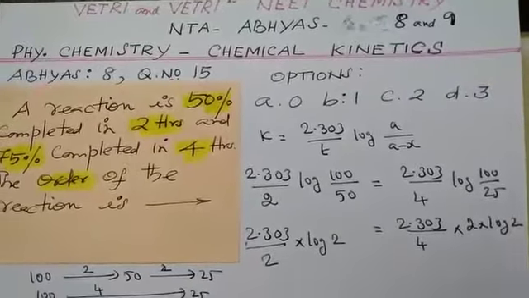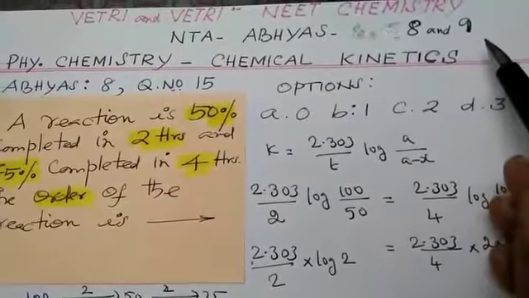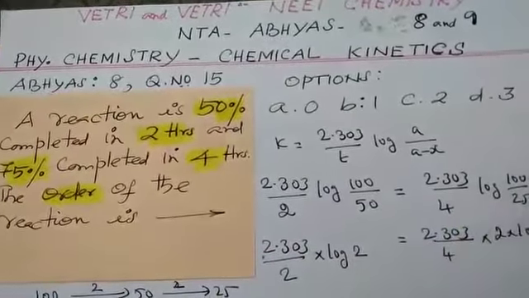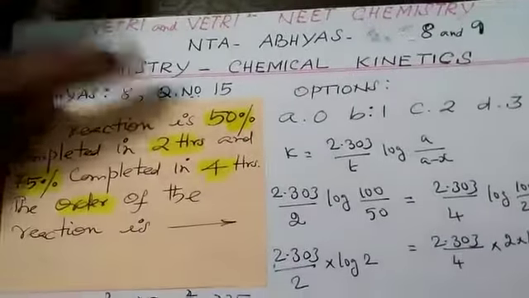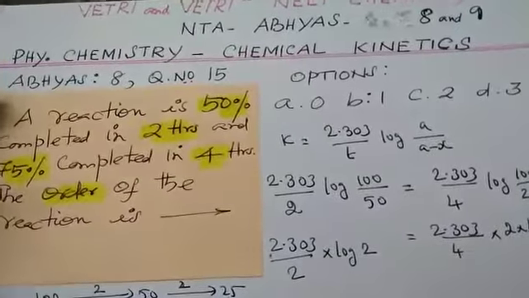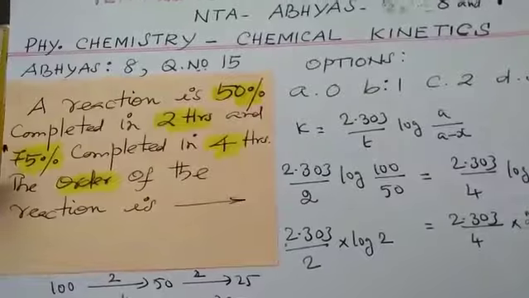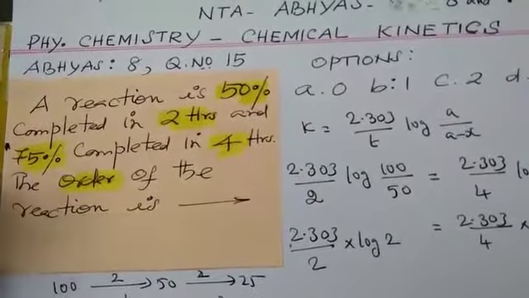Today, from NTA Abhyas 8 and 9, only selected questions were taken. The topic is chemical kinetics. Okay, Abhyas 8, question number 15. The reaction is 50% completed in 2 hours and 75% completed in 4 hours.